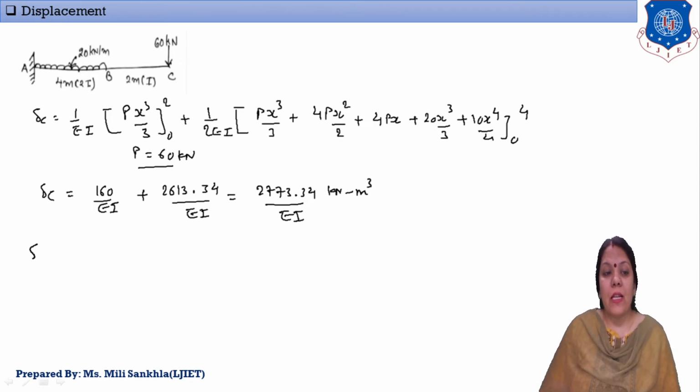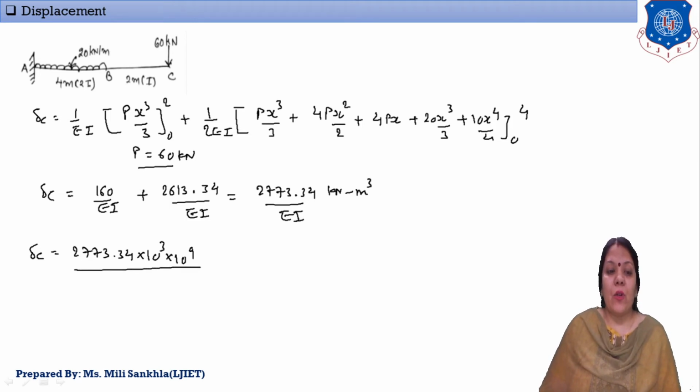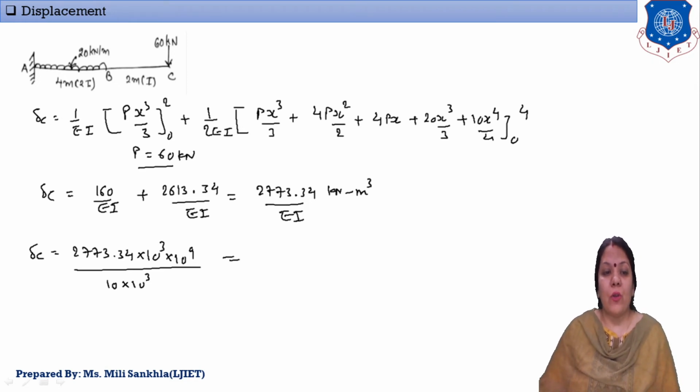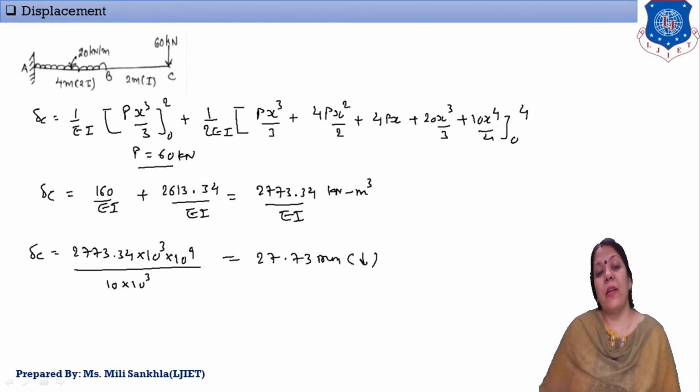Now the unit of the numerator is kilonewton into meter cube and EI is given in mm, so convert this. Delta C is equal to 2773.34. 1 kilonewton is equal to 10 raised to 3 and meter cube is equal to 10 raised to 9, divided by EI. Our answer is equal to 27.73 mm. It is positive, so it acts in downward direction. Here I directly multiply 10 into 10 raised to 13.